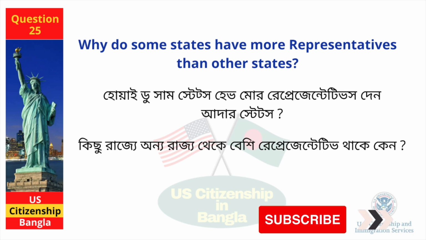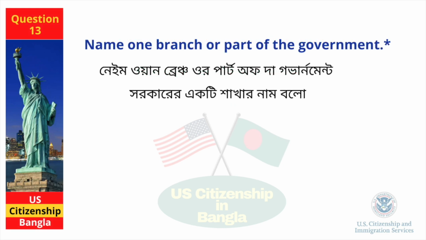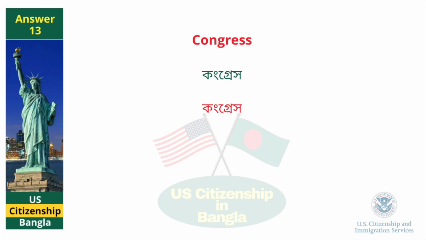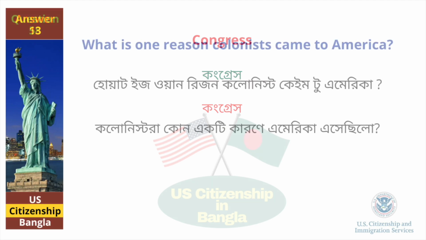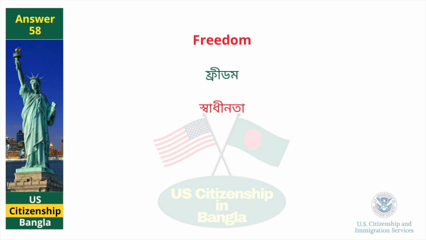Why do some states have more representatives than other states? Because of the state's population. Name one branch or part of the government. Congress. What is one reason colonists came to America? Freedom.